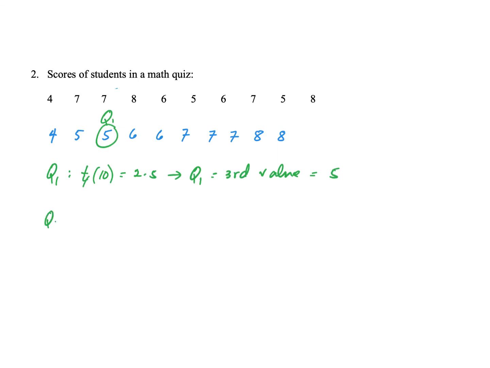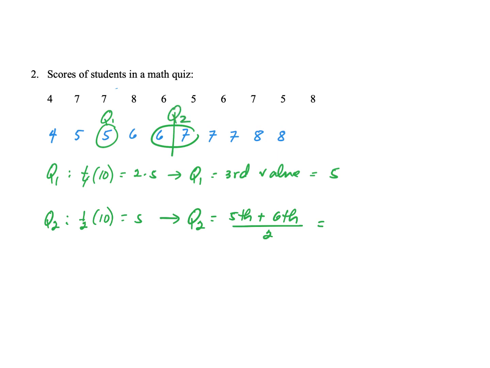For Q2, we get 1/2 of 10 is equal to 5. So the whole number answer here means that there are 2 values. And in this case, it's going to be the 5th value and the 6th. So we just get the average of those two. So the 5th plus the 6th value divided by 2. It's between these two. That's our Q2. So that's 6 plus 7 divided by 2, 6.5. That is our second quartile.